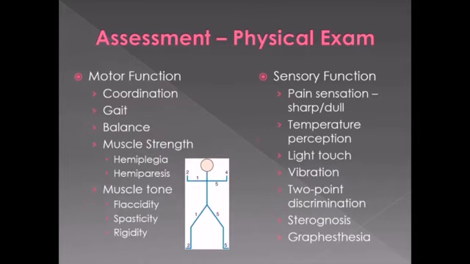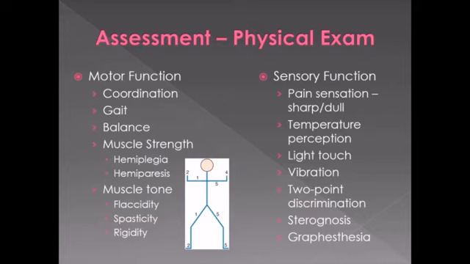You also want to evaluate motor function. So coordination. Can they close their eyes and do the finger to the nose test? Can they do the heel down the shin? What's their gait? Do they have a steady or unsteady gait? How's their balance? Do they look like they're going to fall? Evaluating muscle strength. Remember that 0 to 5 scale. If you're in clinical and you're not using that 0 to 5 scale to assess and document your patient's muscle strength, you're missing out on something.